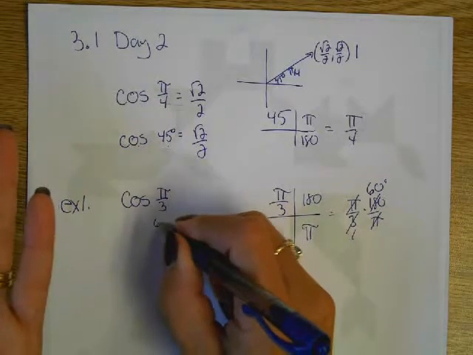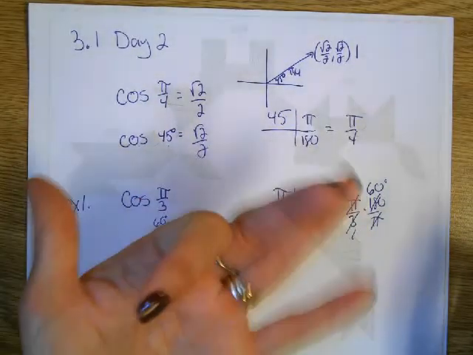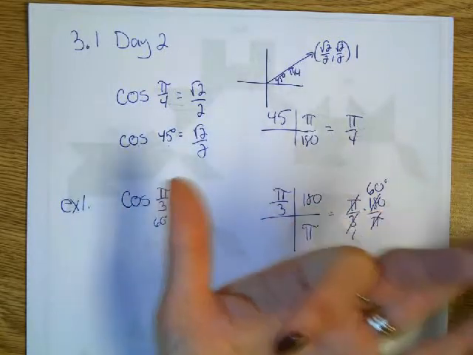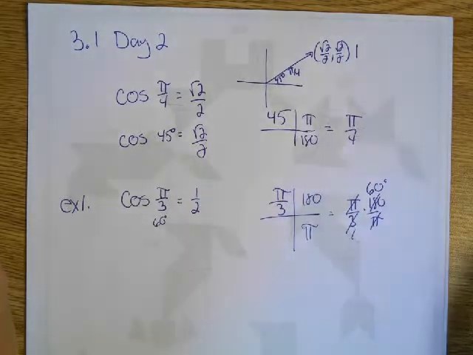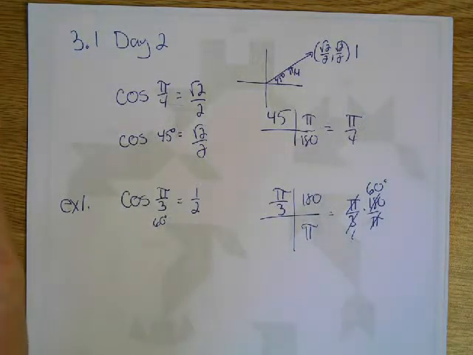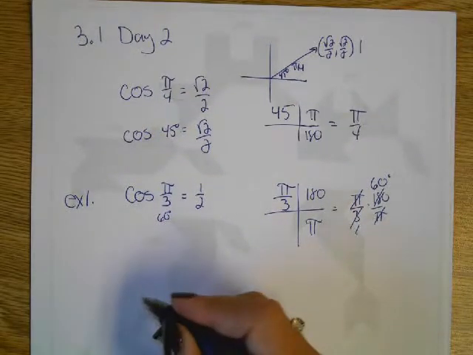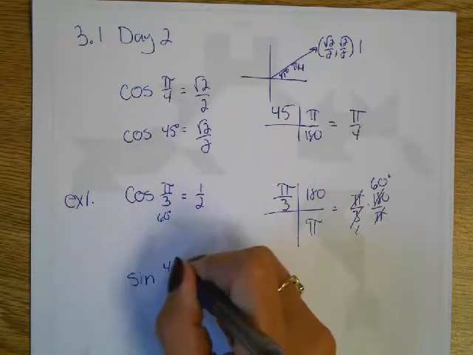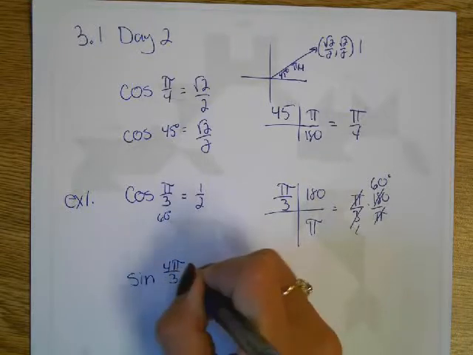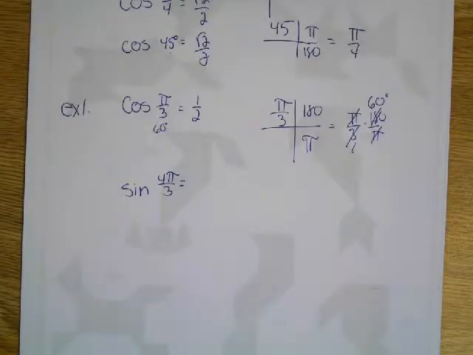So now I know what to do. This is a 60-degree angle. Roll over the 60-degree finger. Cosine is 1/2. Let's try one more. Well, actually, I got a couple on here. Sine of 4 pi over 3. Again, it's knowing where 4 pi over 3 is at.